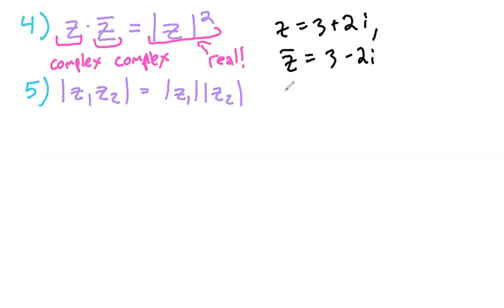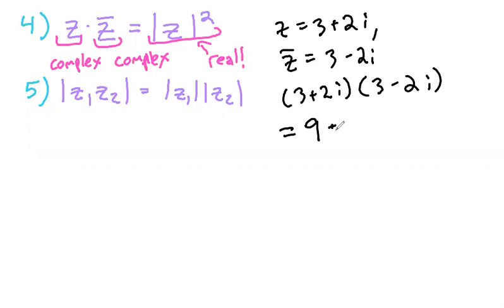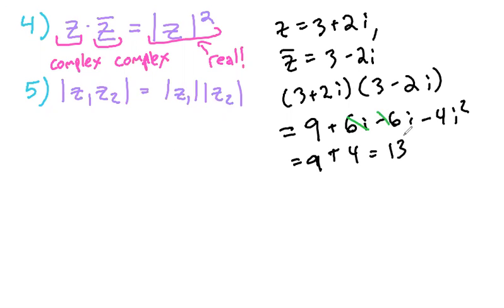Let's multiply those together: 3 plus 2i times 3 minus 2i. I will do this one from scratch so you can see what's going on. 3 times 3 gives us 9. 2i times 3 gives us plus 6i. 3 times minus 2i is minus 6i. So you can see that the imaginary parts cancel out. 2i times minus 2i is minus 4i squared, but minus 4i squared would be plus 4. So 9 plus 4 is equal to 13.